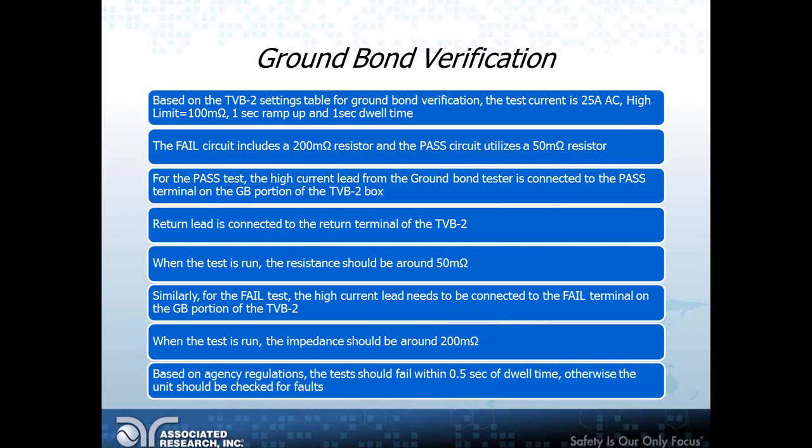Similarly, the next test would be a fail test with the ground bond unit set to the same parameters as the pass test. This time the high current lead is moved to the fail terminal on the ground bond portion of the TVB2 box. When this test is run, the resistance should be around 200 milliohms, which in return should result in an immediate test failure.